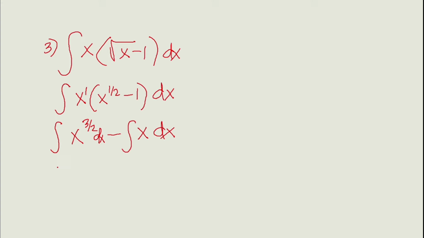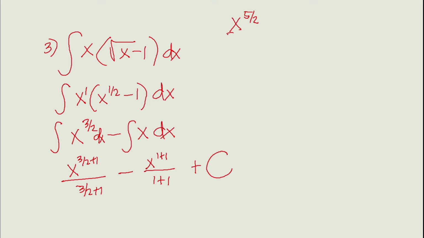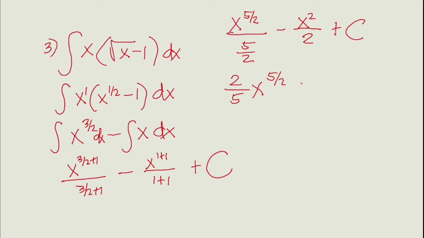So next we have the integral of x raised to 3/2 dx. So you have x raised to 3/2 plus 1 over 3/2 plus 1 minus x raised to 1 plus 1 over 1 plus 1, then plus over all c. So this is x raised to 5/2 over 5/2 minus x squared over 2, then plus c. So we could take the reciprocal, so we have 2 over 5 x raised to 5/2 minus x squared over 2 plus c.